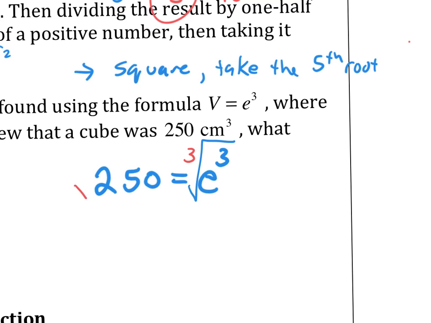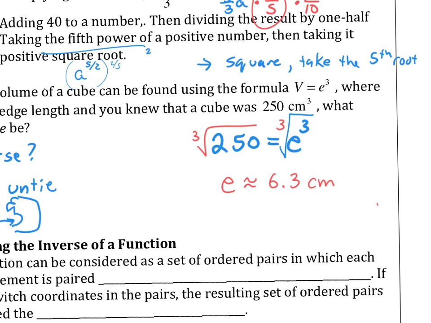We're going to take the cube root of both sides, and so after we plug that into our calculators, we get approximately 6.3 centimeters. And of course, you can check it just by plugging in 6.3 and cubing that to get your result. So notice here, I have a cube and I can undo that.